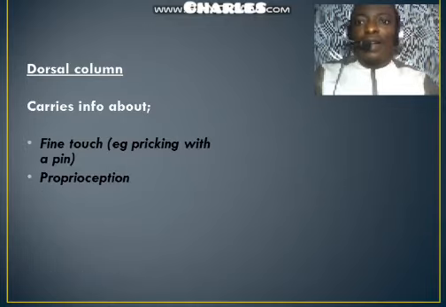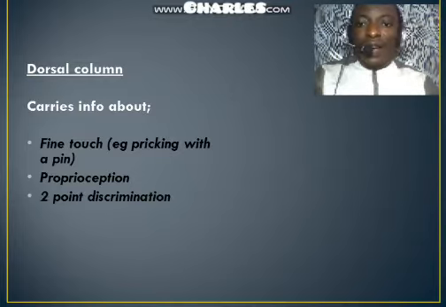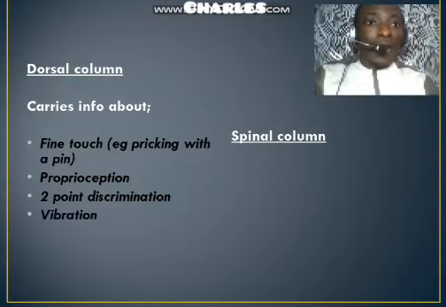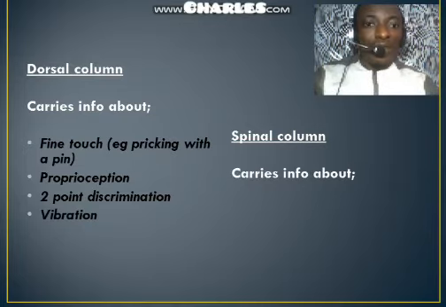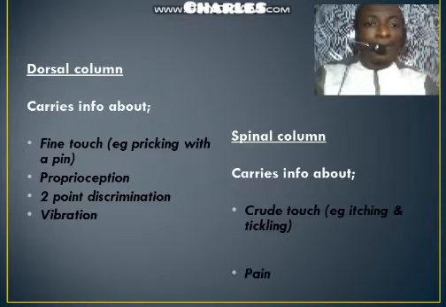Alright, good. Now, it also carries information for proprioception. Proprioception simply means the information coming from the joints, the tendons, the muscles, information about position, postures, and movements. These are proprioceptive information. Okay, it also carries information for 2-point discrimination and vibration. All right, the spinal column lemniscal system carries information for crude touch, such as itching and tickling. These are crude touches. All right, fantastic.